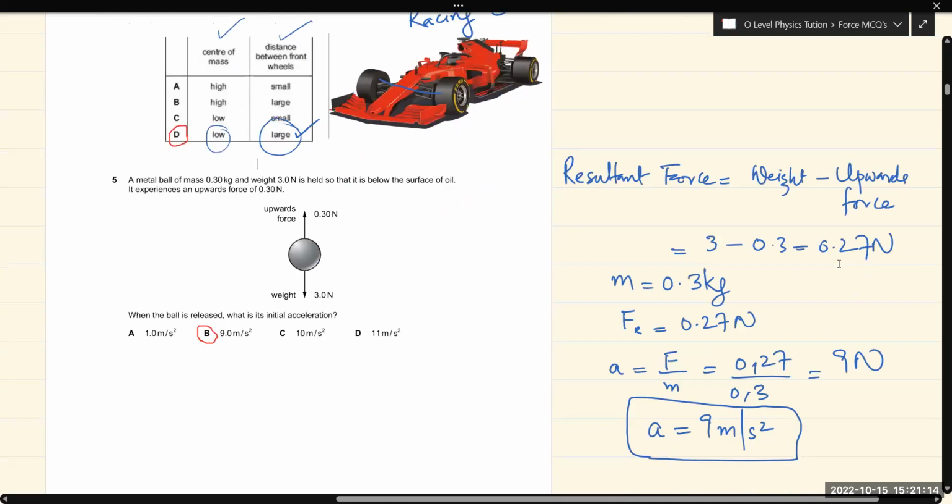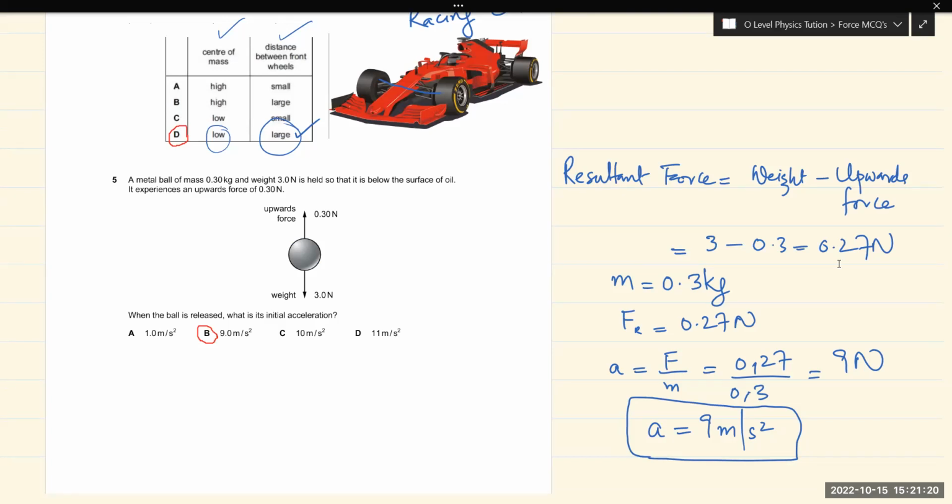Okay, question 5: a metal ball of mass 0.3 kg and weight 3 Newton is held below the surface of oil. It experiences an upward force of 0.3 Newton. Okay, so the weight is 3 Newton and the upward force is 0.3 Newton. So the net resultant force is found just by subtracting the upward force from the weight: 3 minus 0.3, which will be 2 point something.